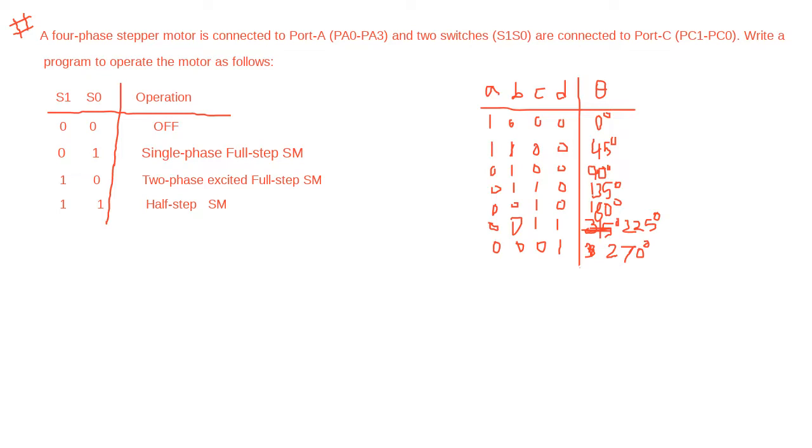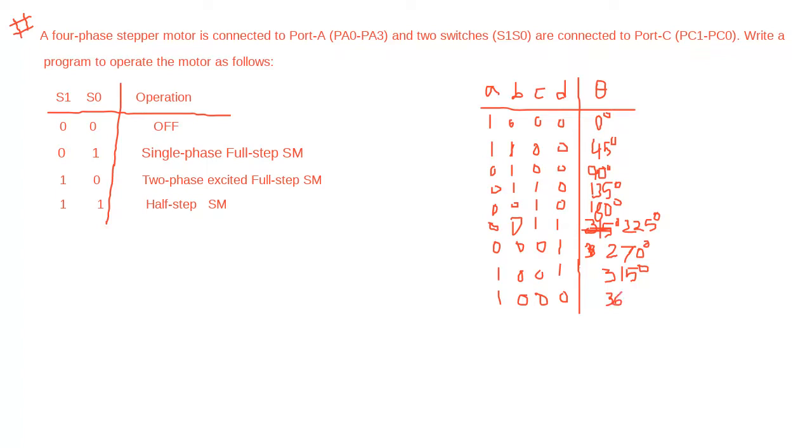Okay, and then look here, after D only, then D and A only. It will be another 45, so it will be 315. Now it is 315. And then A only, so another 45, so it will be 360.